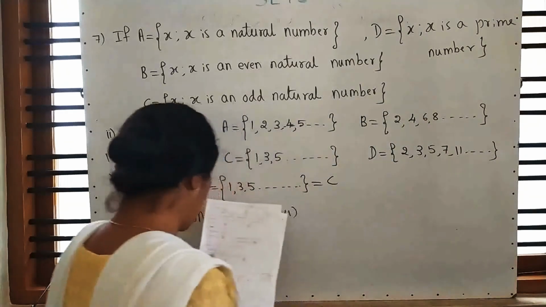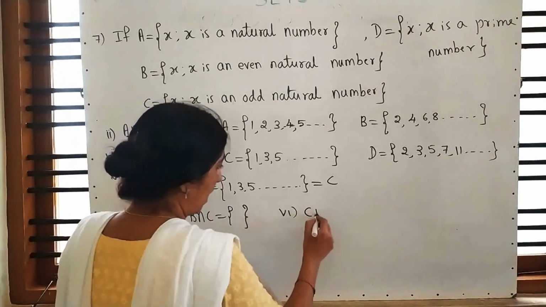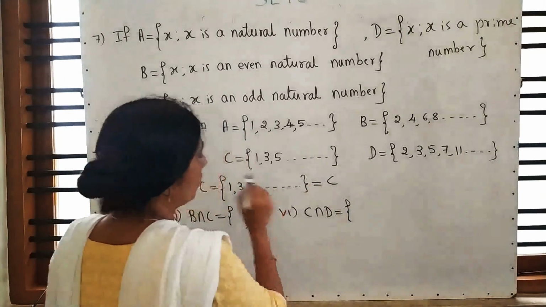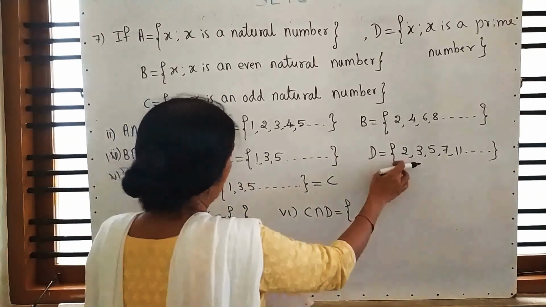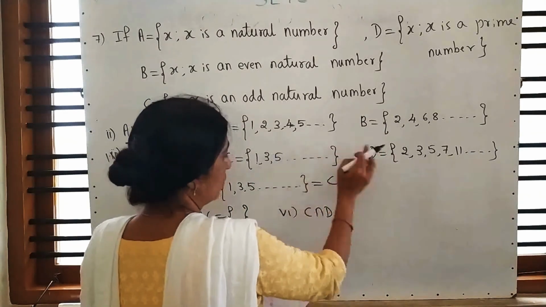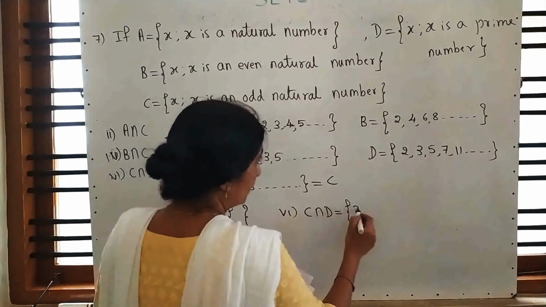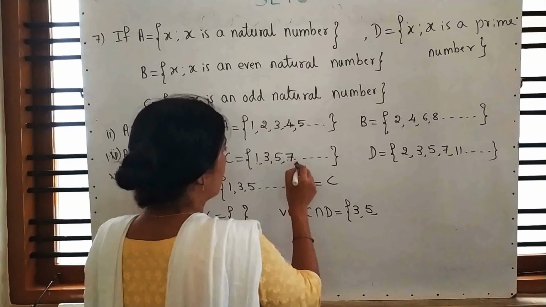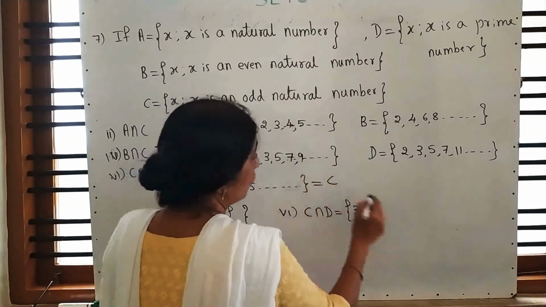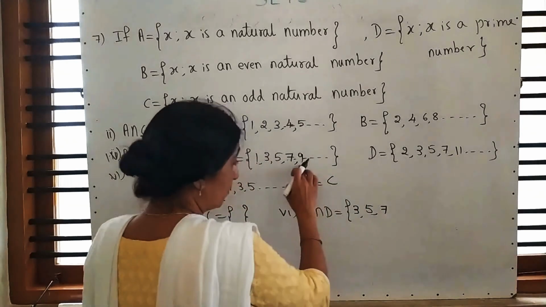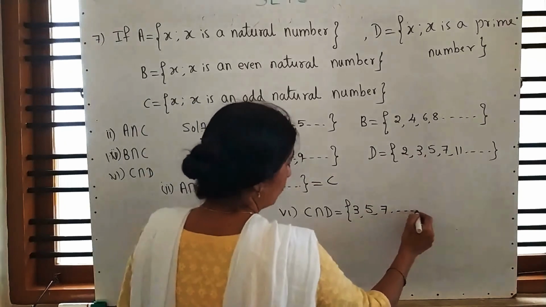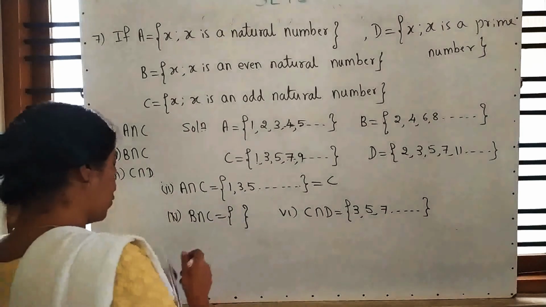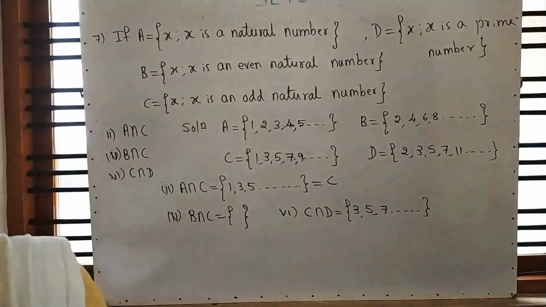Now we have to write the intersection of C and D. Of course, C and D means the common elements. 1 is there but it is not in D, so don't write it. 2 is not present in both. 3. Then 5. What is the next number here? The next number is 7 and 9. But 7 you can write, not 9. 9 is present here, 9 is not here. So like this we have to write only the common terms. So this is the homework question from the 7th main question.